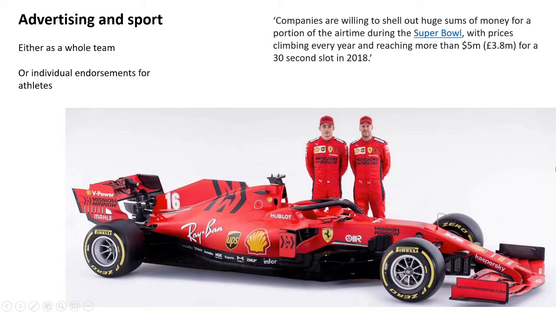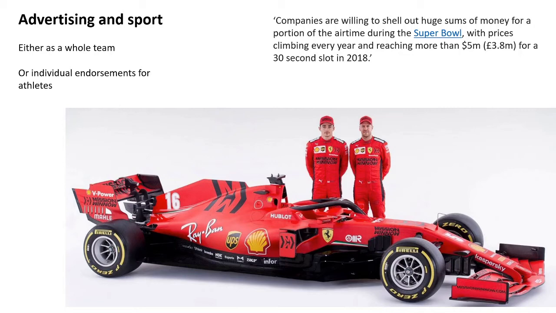We've got Charles Leclerc and Sebastian Vettel, the current race drivers, but look at the amount of advertising space they have all around the car. I don't know if anyone knows anything about F1, but Pirelli is the normal tyre. Shell have always been with Ferrari for a very, very long time. Minowa, Ray-Bans, UPS, Hublot, all of these are huge brands, not necessarily in England, but in other countries that watch it.